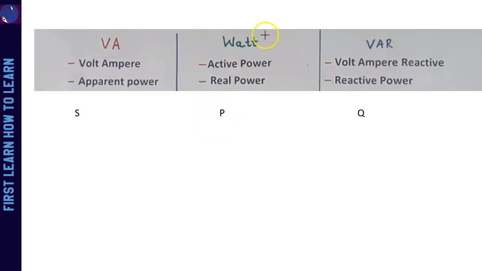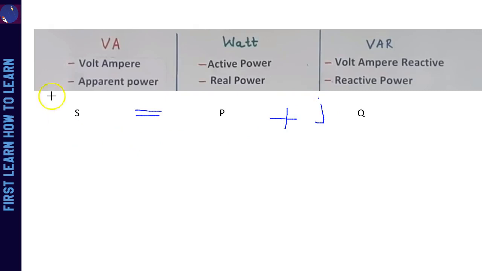The units of real power is what? The third form of power is apparent power. It is also called volt ampere power, represented by the symbol S, and its units are V into A, that is voltage into current, that is volt ampere. The relation between these three is S is equal to P plus JQ.